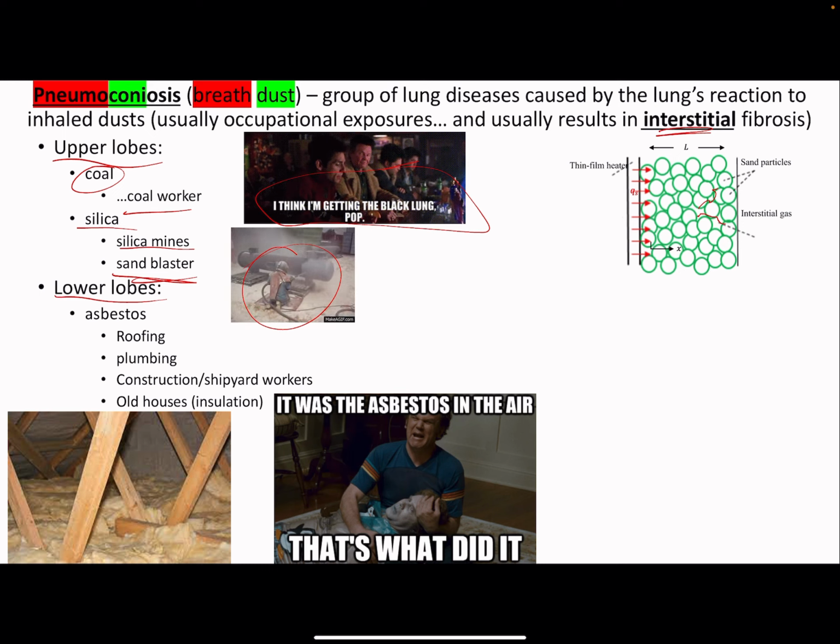Back to this. For the lower lobes, we have asbestos. We see this in roofing, insulation, and plumbing, people who work in construction or shipyards, and old houses especially.